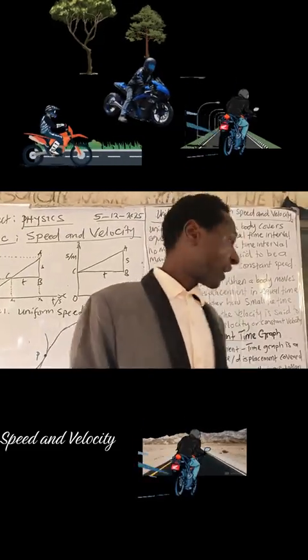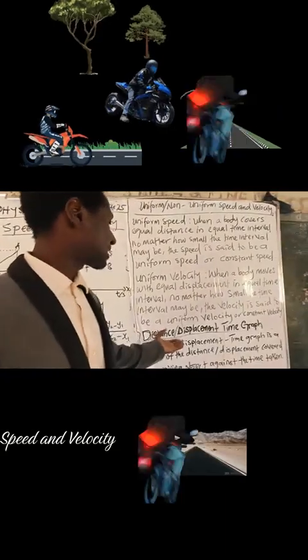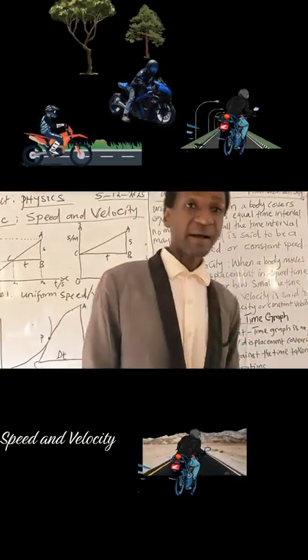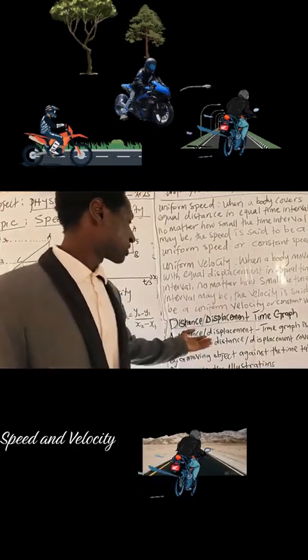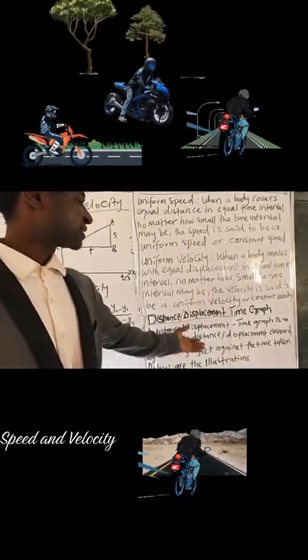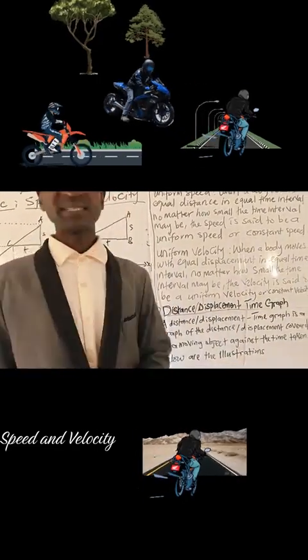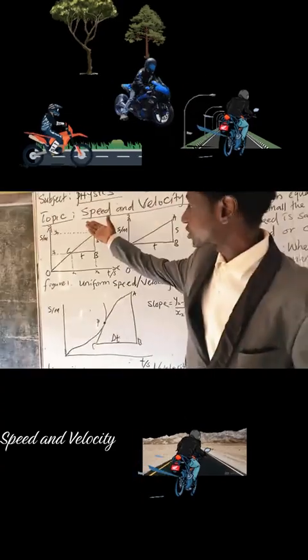So the next thing we have is distance or displacement time graph. A distance or displacement time graph is a graph of the distance or displacement covered by a moving object against the time taken. And here are the illustrations.